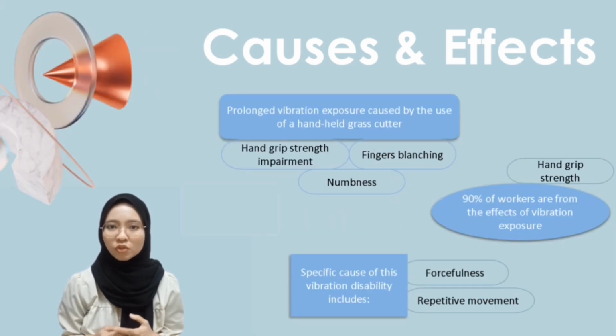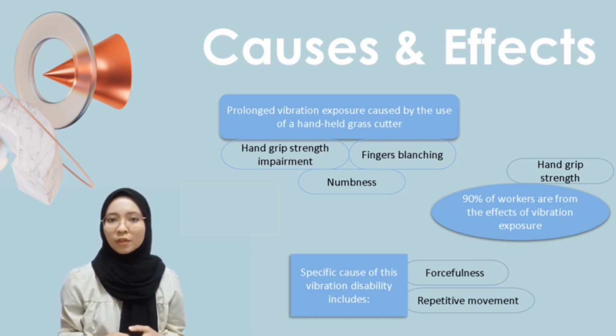Prolonged vibration exposure caused by the use of a handheld grass cutter resulted in hand grip strength impairment, finger blanching, and numbness. Based on the findings from this study, over 90% of the workers are at risk from the impacts of vibration exposure, which is hand grip strength. Among the causes of vibration disability are forcefulness and repetitive movements.